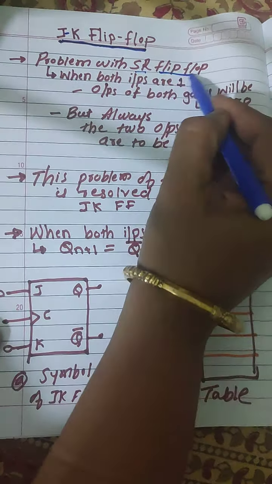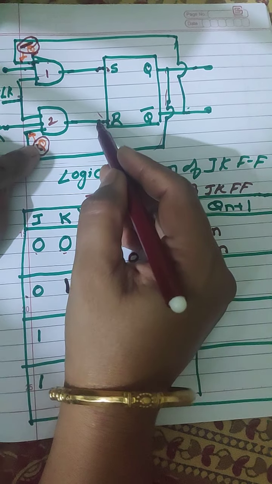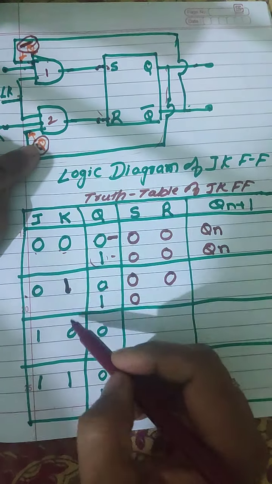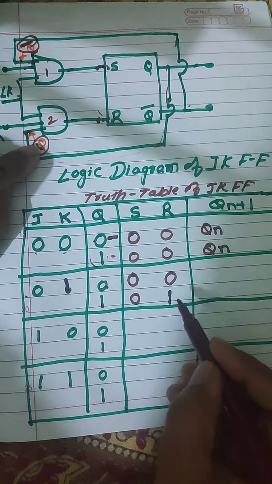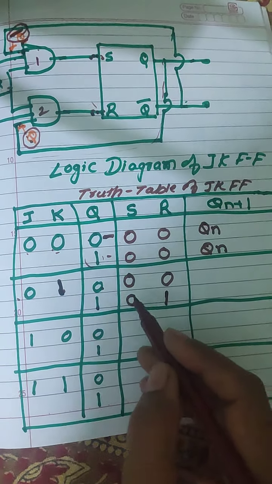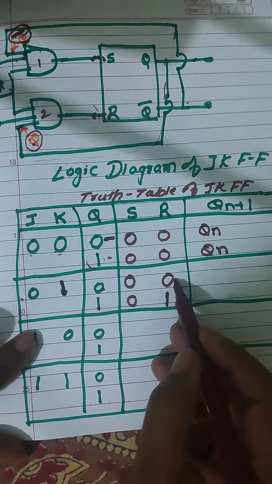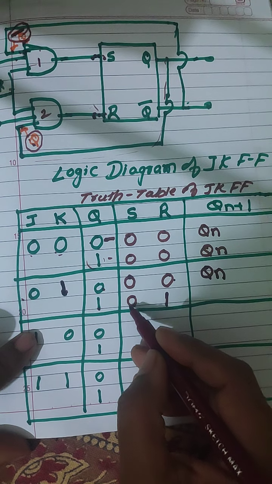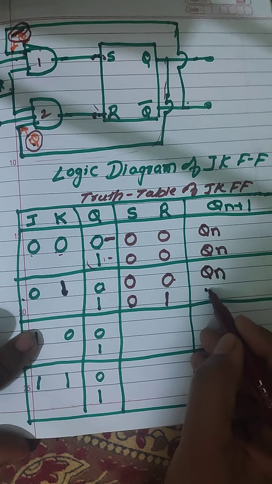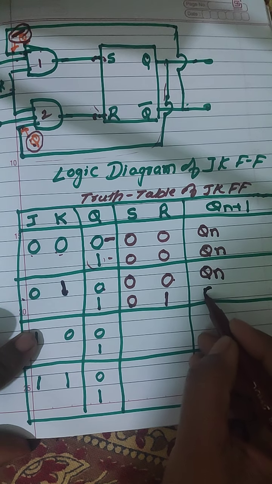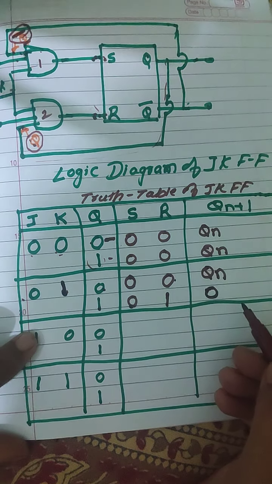And if Q is equal to 1, then Q bar is equal to 0. So S will be 0. And when Q is 1, whatever K is there, it comes here. What is the value of K here? K is 1. So it takes the 1. So now we shall write: when S and R are 0, 0, the output is Qn. When set is 0, we are going to get the 0 output.